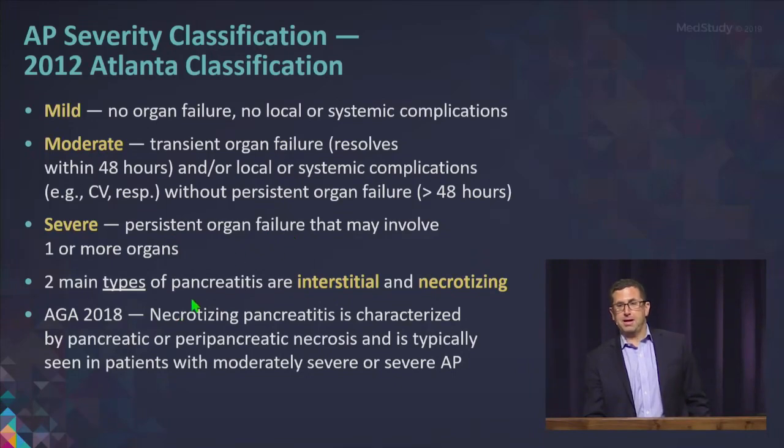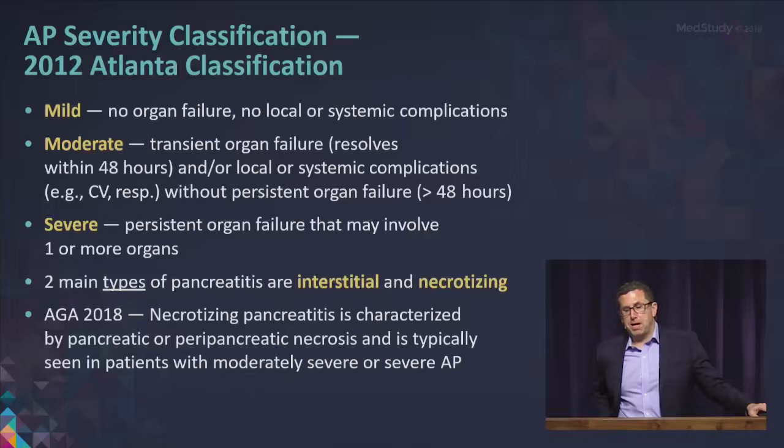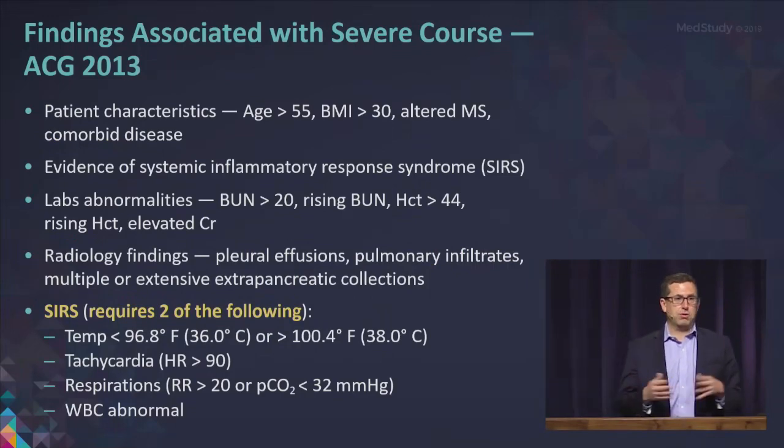Okay, that's the key. If it's severe, there's persistent organ failure for more than 48 hours. And again, in another classification, there are two main types of acute pancreatitis. There's interstitial and necrotizing, all right? According to the AGA, necrotizing pancreatitis is characterized by pancreatic or peripancreatic necrosis and is typically seen in patients with moderately severe or severe acute pancreatitis. And keep in mind that necrosis does not necessarily mean infected necrosis. You could have necrosis with no infection.